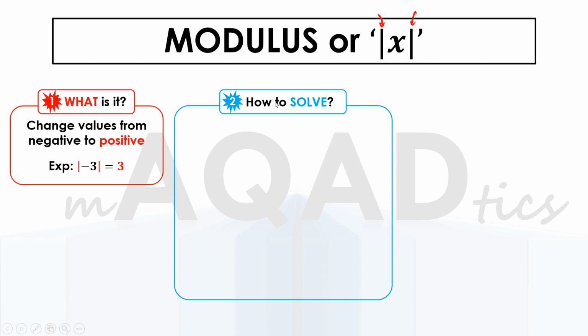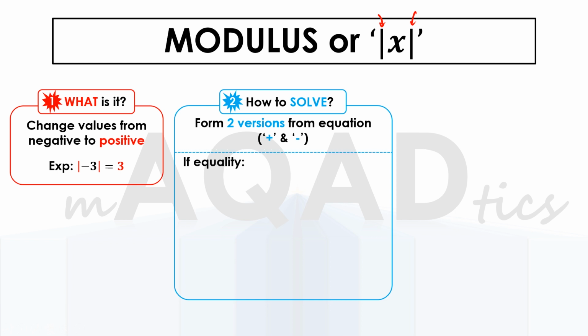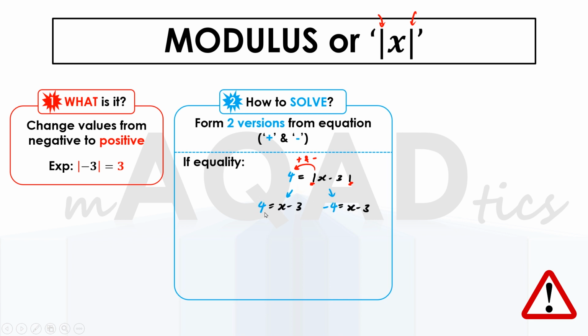So the next question is, how do we solve equations that involves modulus? Right, so the thing we need to do is to form two versions from the given equation. One of it is the positive version and one of it is the negative version. Right, so let's say if we have an equal sign in our equation, what we need to do is just to move the modulus to the other side. But when we are moving to the other side, we are actually moving two operations to the other side, positive and negative. That's why it will split into two versions. One is the positive version, which is the 4, and one is the negative version, which is negative 4.